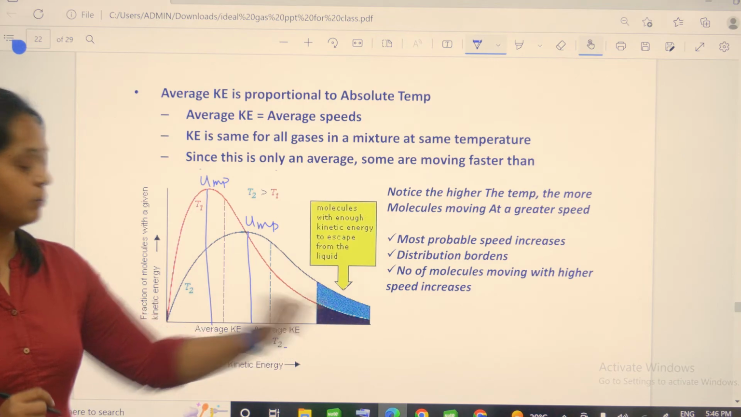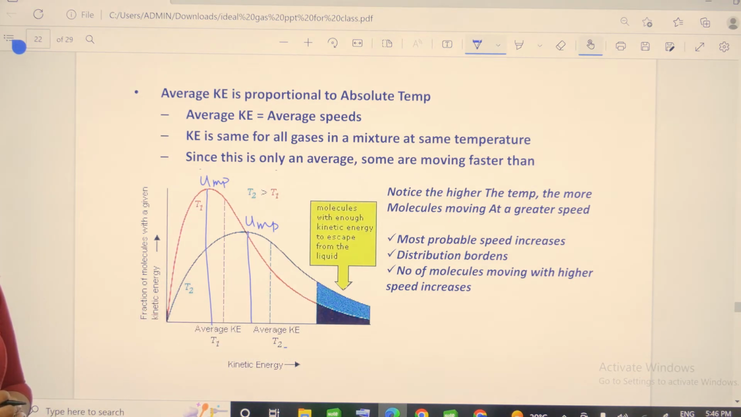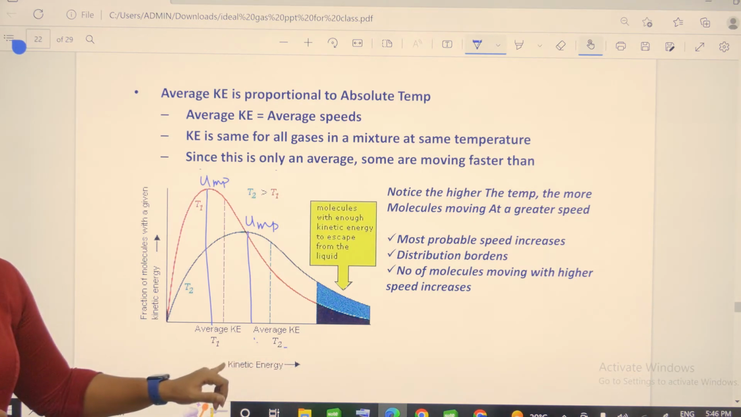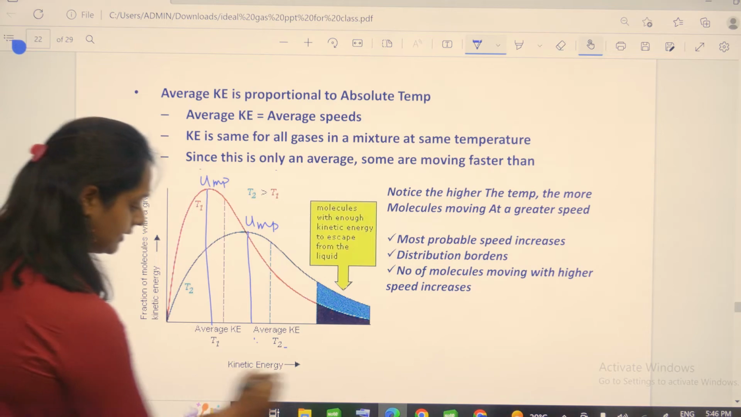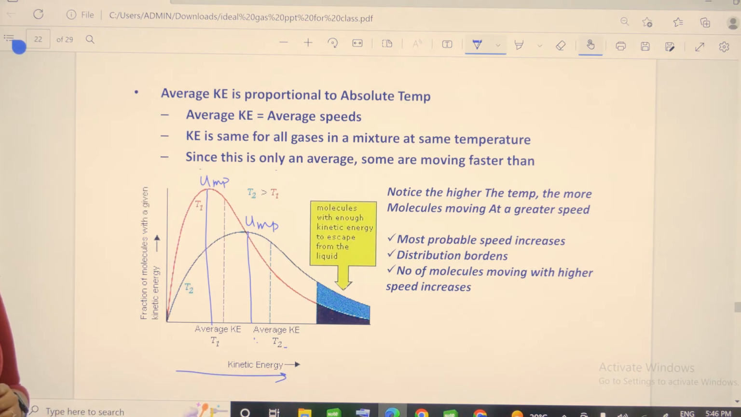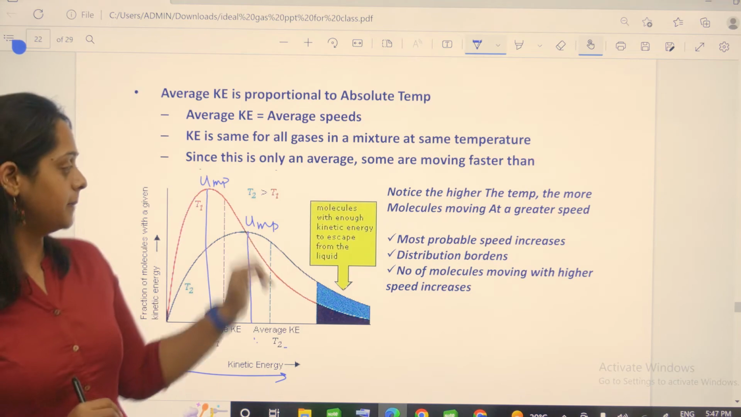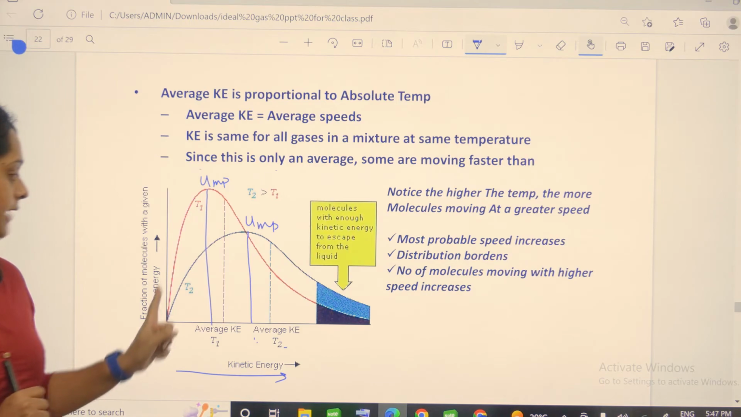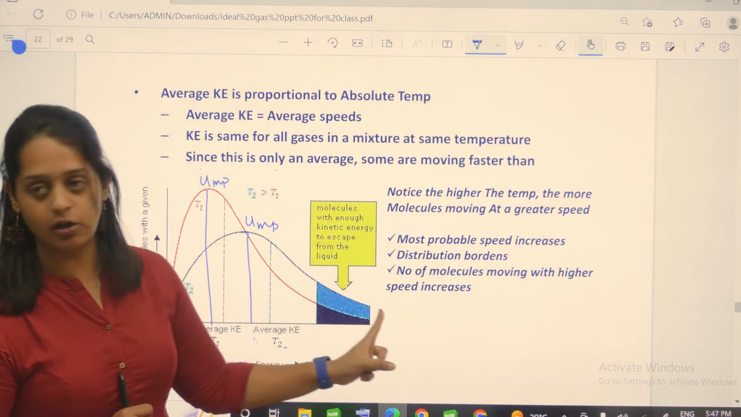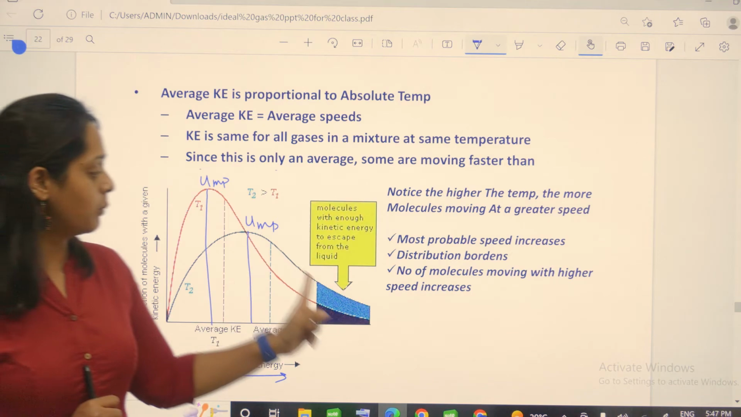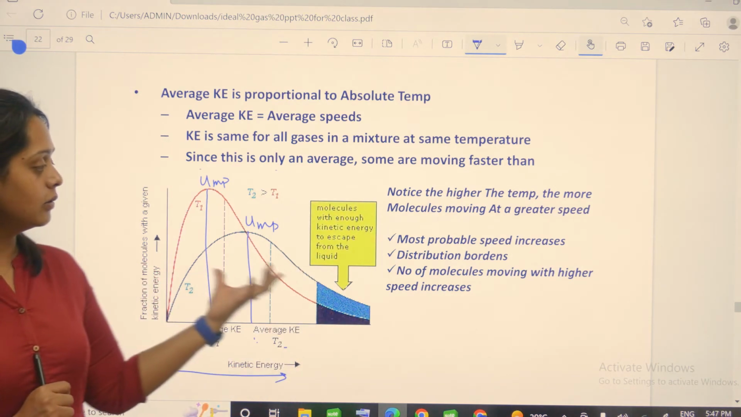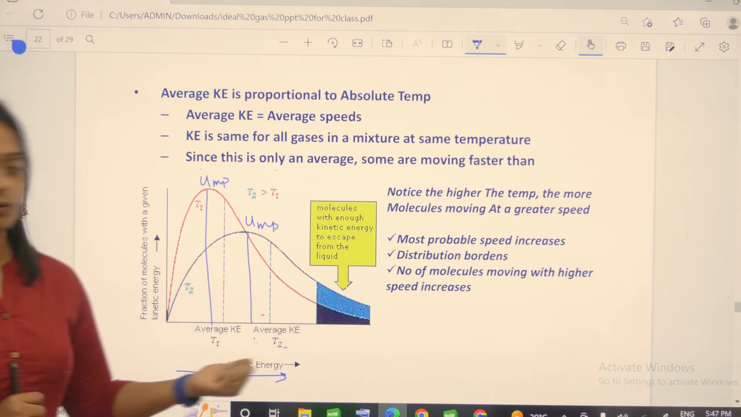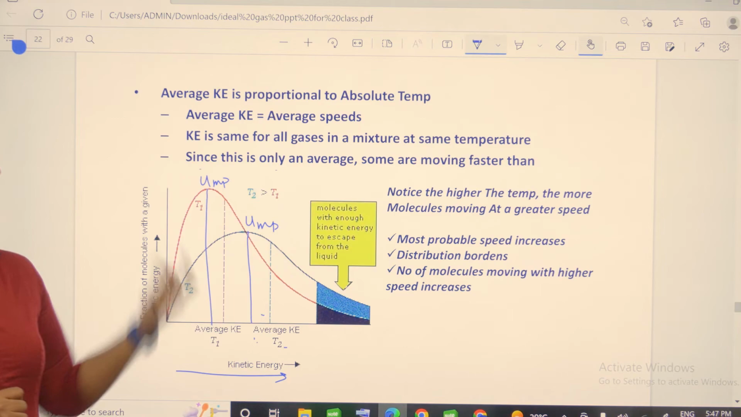Speed is here, right? So this speed increases in this way. The most probable speed increases. Similarly, the distribution broadens. You can see now it's a broader hump. So more molecules are having higher speed in comparison to here. Now more number of molecules are having higher speed. So why is it happening?